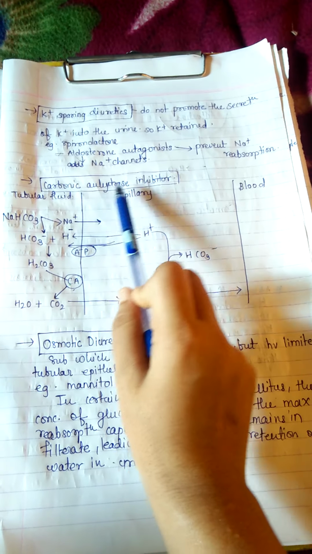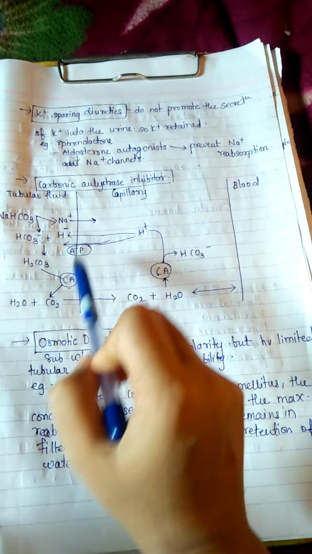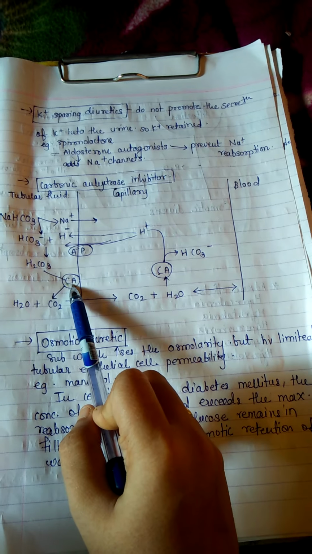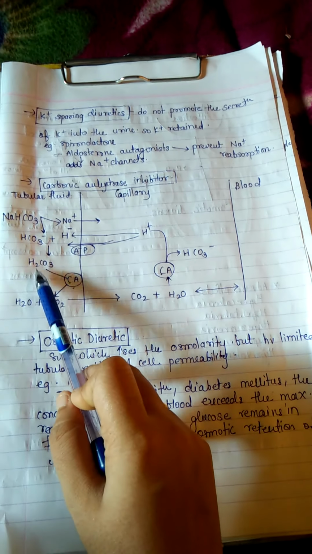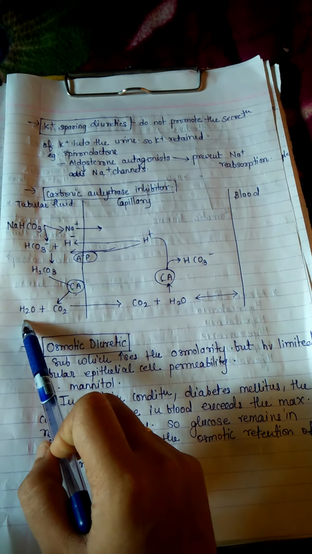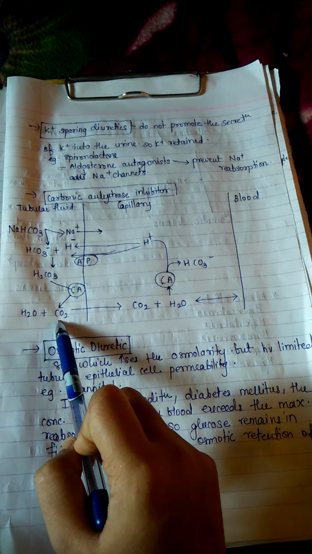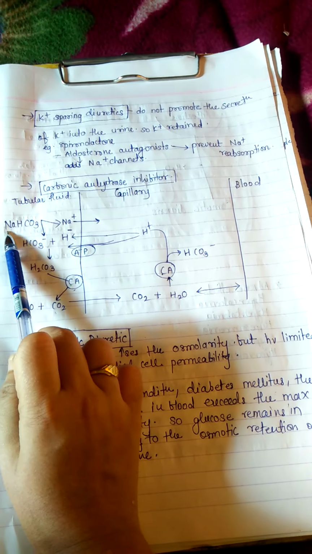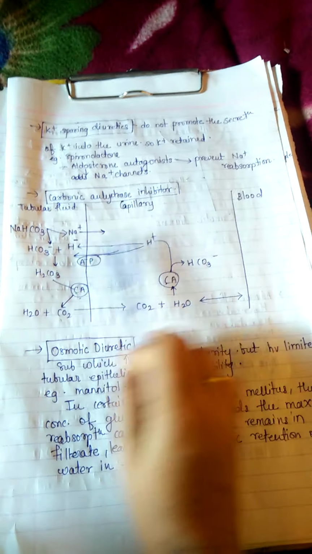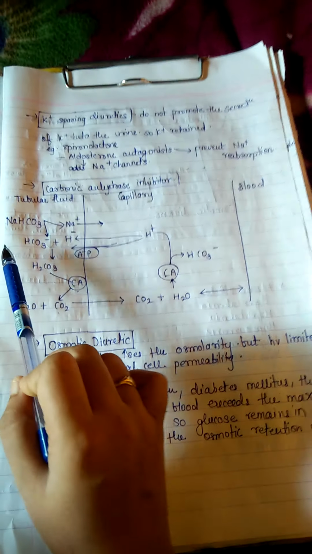Carbonic anhydrase is the enzyme which is responsible for the hydrolysis of sodium bicarbonate into water molecule and carbon dioxide. Okay, so how does it act? See, this part is tubular fluid, this part is capillary, and over here is blood.